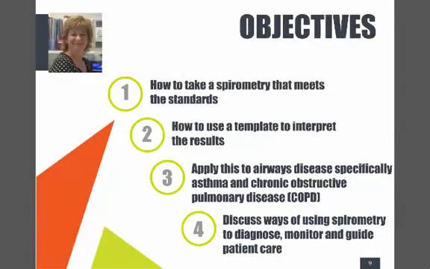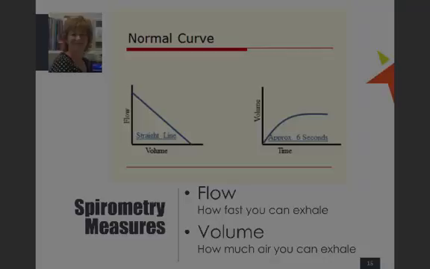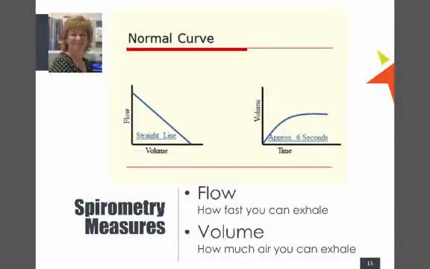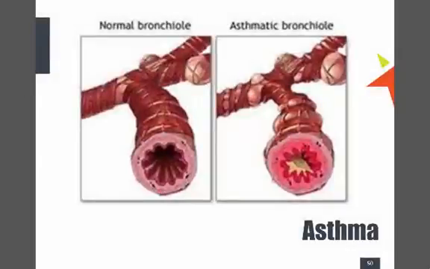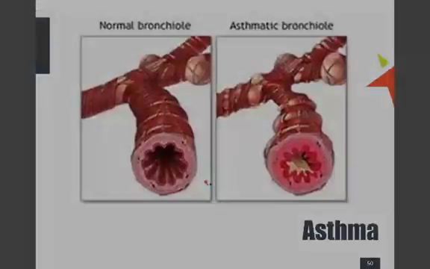So the objectives of this are that we want to take a spirometry that meets the standard. So a normal curve is when someone blows out, that it'll blow up here. Obviously, if someone has hemoptysis, nausea and vomiting, abdominal pain, or pneumothorax, you probably wouldn't know whether someone's got a pneumothorax. So that's your asthma airway, normal airway. If you have an asthma attack, it becomes red, inflamed, sore, all that coughing out.